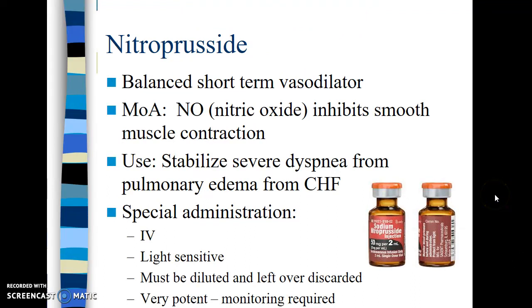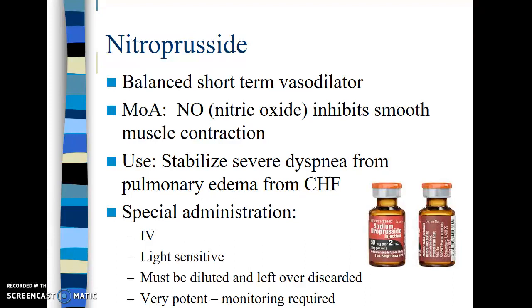So our last balanced vasodilator is nitroprusside. This one, we have a very special use for it, and we use it short-term in the hospital only because it has some very specific requirements in administering it. It acts by producing nitric oxide, which inhibits smooth muscle contraction. Inhibition then allows the blood vessels to be dilated.